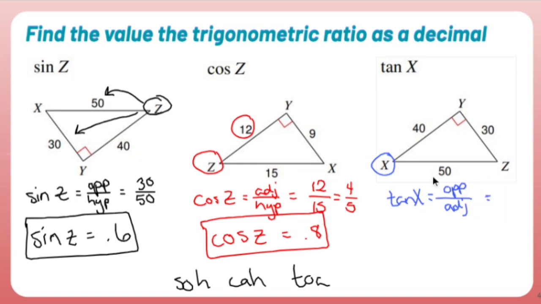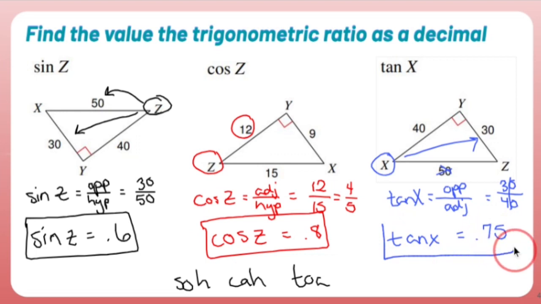Okay. Now, looking at x, the opposite side of x is 30. I can handle that. I have 2 adjacent sides, 40 and 50. Oh, but 50 is opposite of the 90-degree angle, which makes 50 my hypotenuse. So my adjacent side is going to be 40. 30 over 40 is the same as saying 3/4, and I know 3/4 is 75 cents. So that's what tan x is.